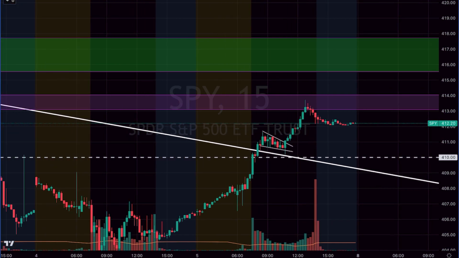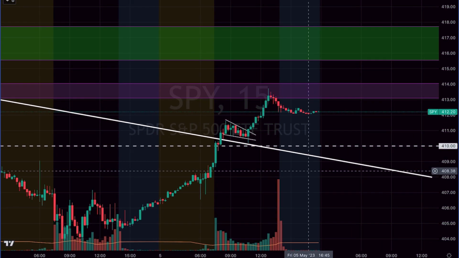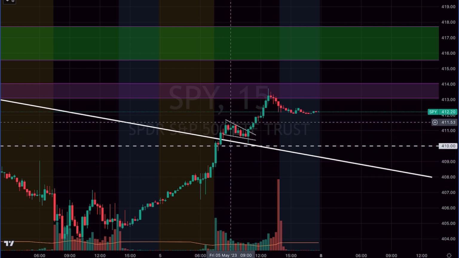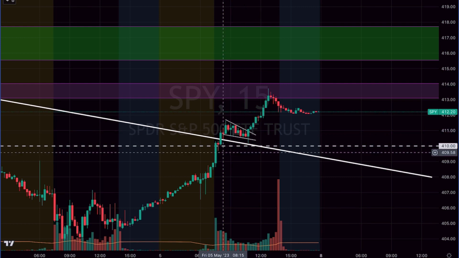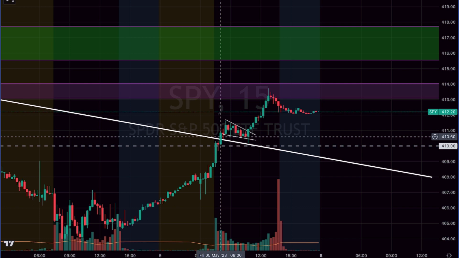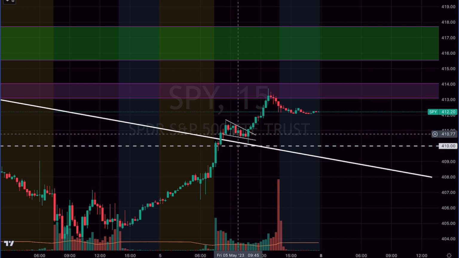What is a bull flag? A bull flag is a consolidation pullback after a strong initial push up, right? So you see we got the strong initial push up here, and we have the nice consolidation pullback here. And how can you spot these, right? So like I said, you want to see this nice strong push up. You want to see a nice consolidation pullback, right?